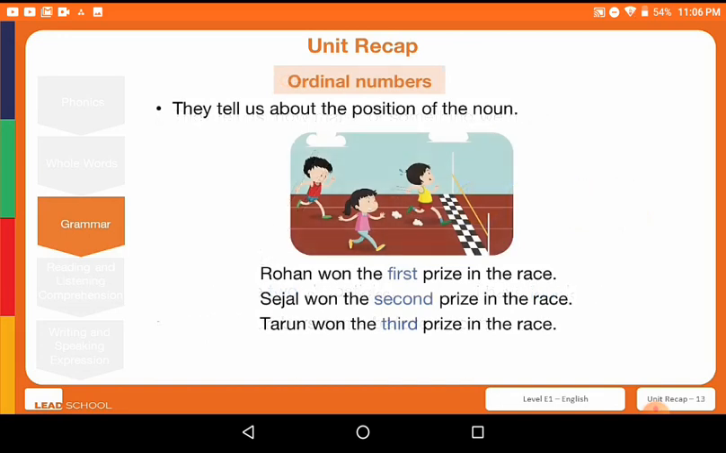Another type of number we learned was ordinal numbers. They tell us where something is or the position of a noun. For example, Sejal won the second prize in the race. For this, we learned that Sejal's position was second. Ordinal numbers also come before a noun.